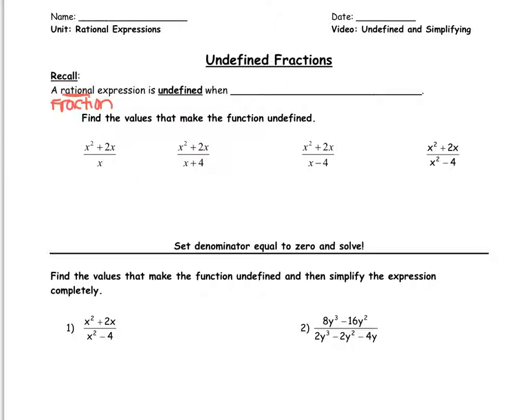A rational expression is undefined when the denominator is equal to 0. Just the denominator. So again, a rational expression is undefined when the denominator equals 0. So what I want you to do is find the values that make the fraction or function undefined.